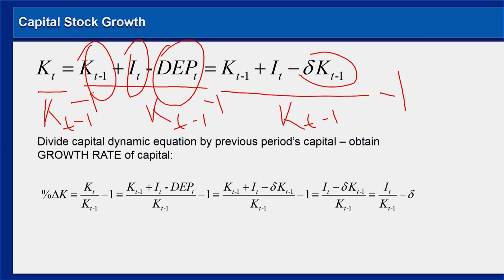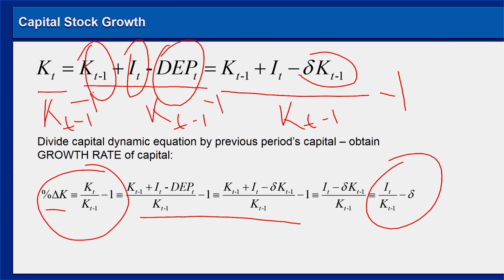Now this is already getting a little bit messy, even though the operation that I've done here is really quite simple. But I want to remind you once again that the growth rate of the capital stock is like any other variable. It's going to be capital today over capital yesterday minus 1. And here's the messy algebra, but what we get is actually quite simple: the growth rate of the capital stock is identically equal to gross investment scaled by the previous period's capital stock minus the depreciation ratio.